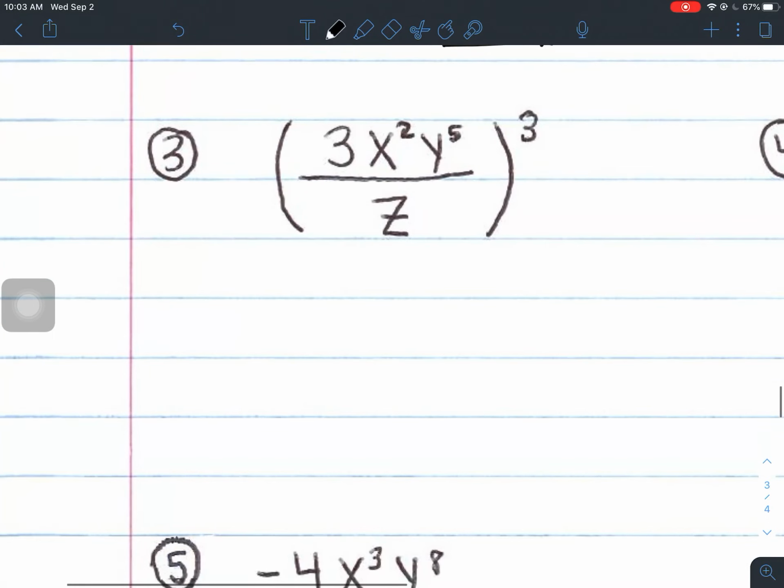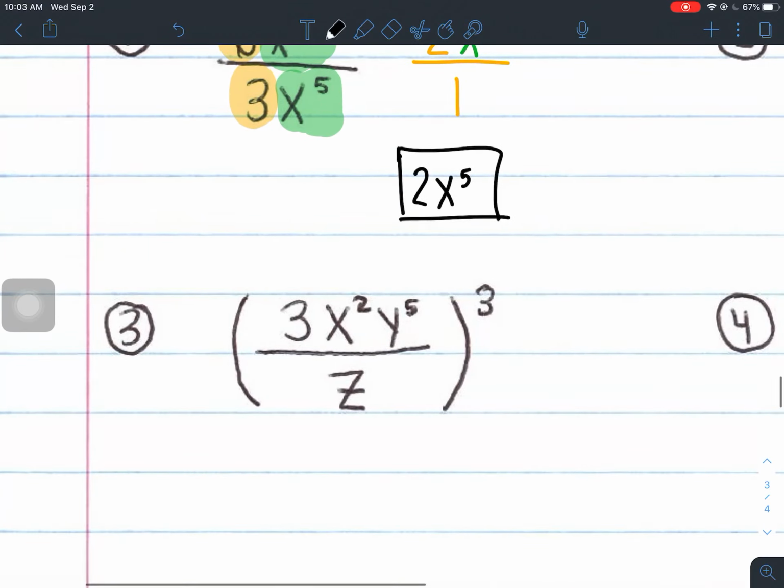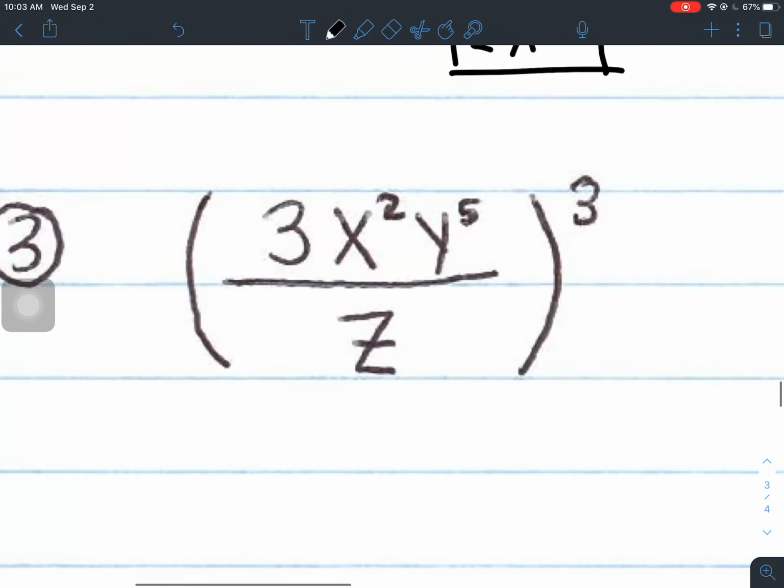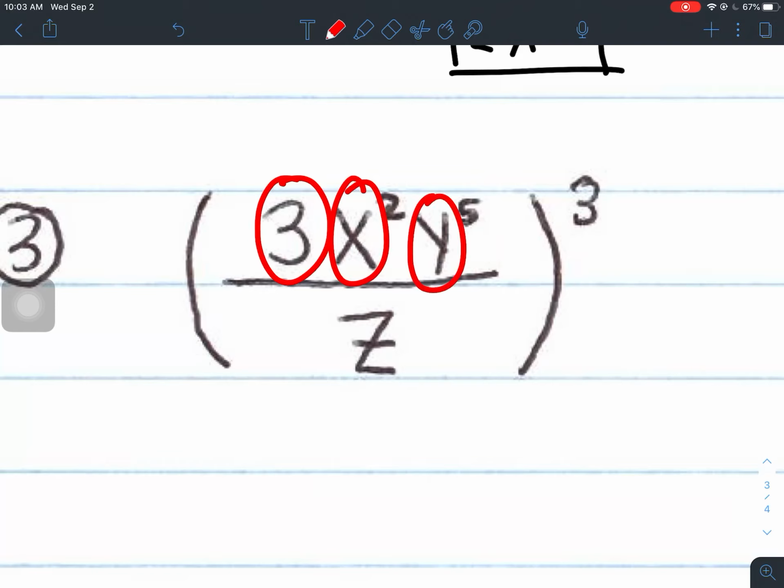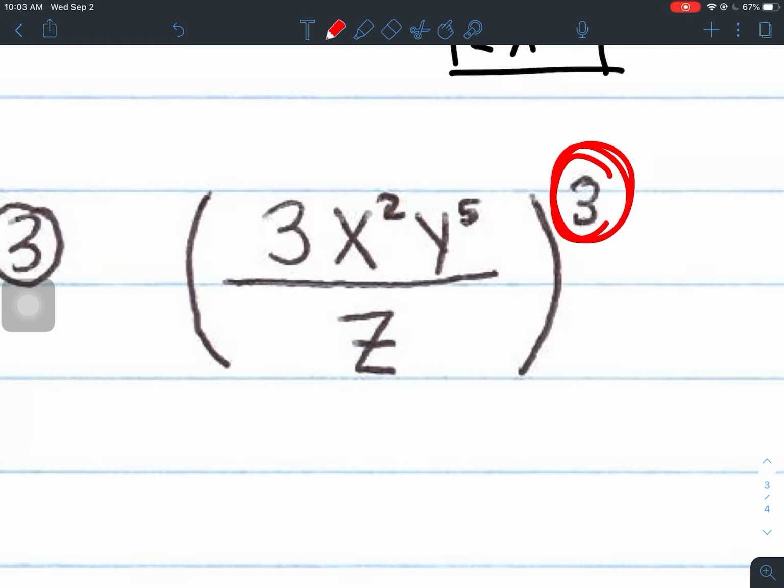Okay, moving on to number 3. Now this one's a little bit different because you're like, there's a fraction and there's a parentheses. Like, what's going on here? Okay, so first goal is look inside the parentheses. Can you simplify anything on the inside here? So let's look. Well, I have a 3, I have an x, a y, and a z. None of these are like bases. So I can't simplify any of these. So the main thing is get rid of the parentheses.